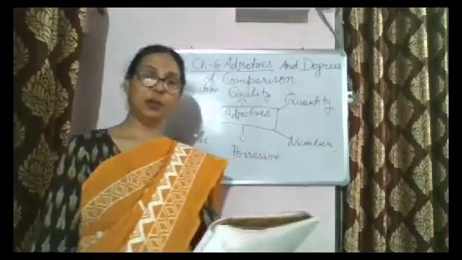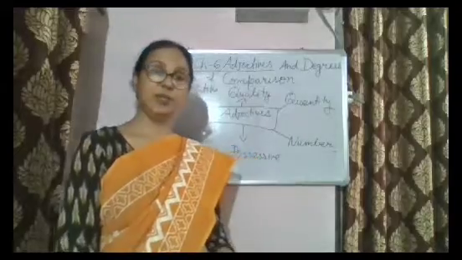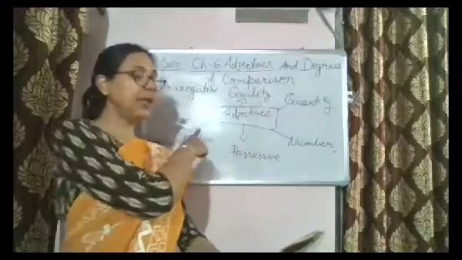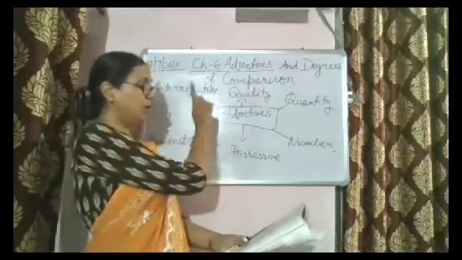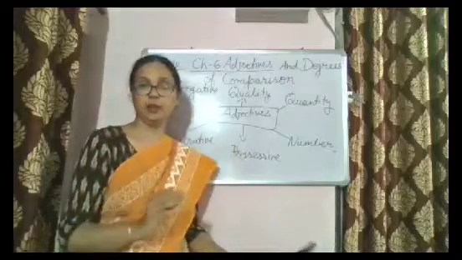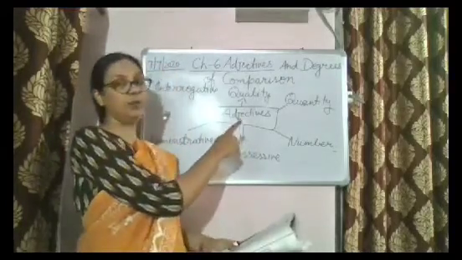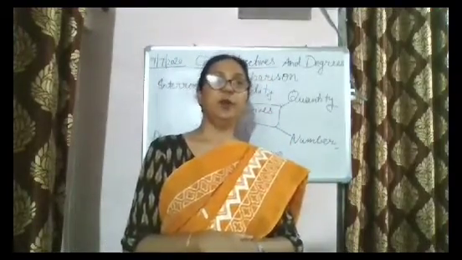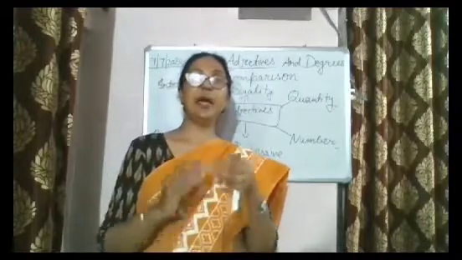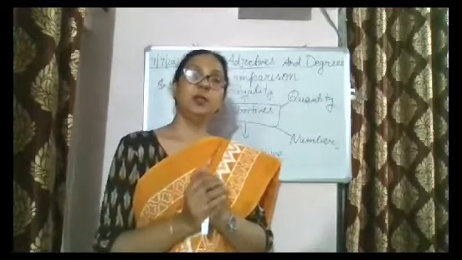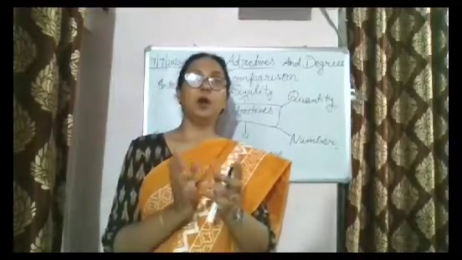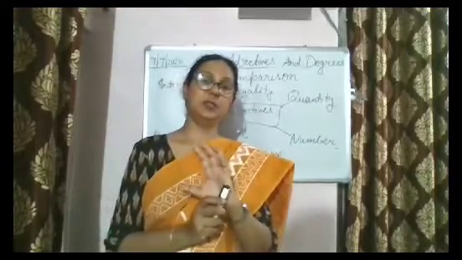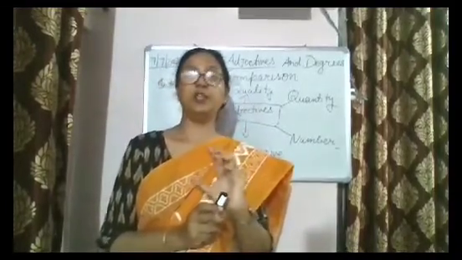An adjective of quality describes the quality of a person or thing. That is called adjective of quality. The second is adjective of quantity. An adjective of quantity specifies the quantity of a thing. And the third is adjective of number. An adjective of number tells how many persons or things there are. For example, several people got into the train. Here, several is an adjective of number.